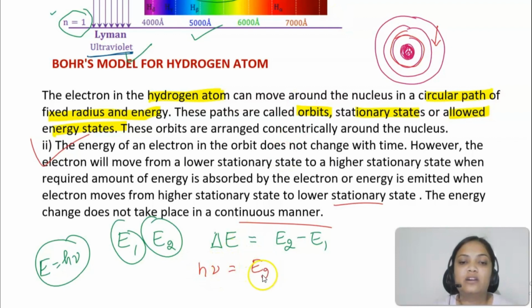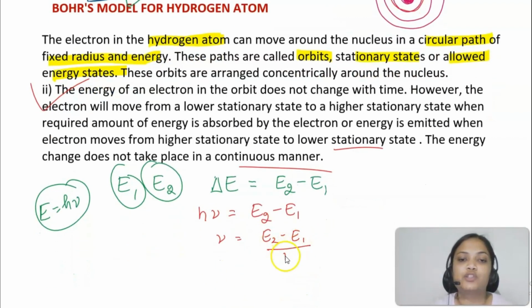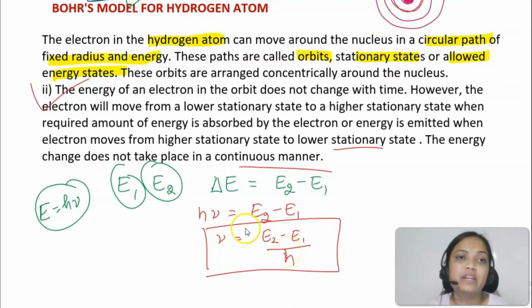We can find it out like this between the two energy states. So it will be E2 minus E1 upon h. This is how we can find out the frequency of the radiation emitted or absorbed in this case.